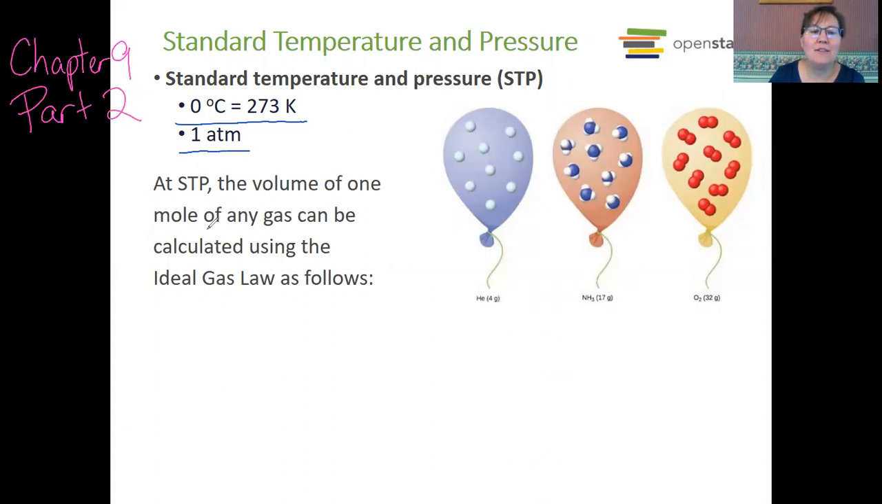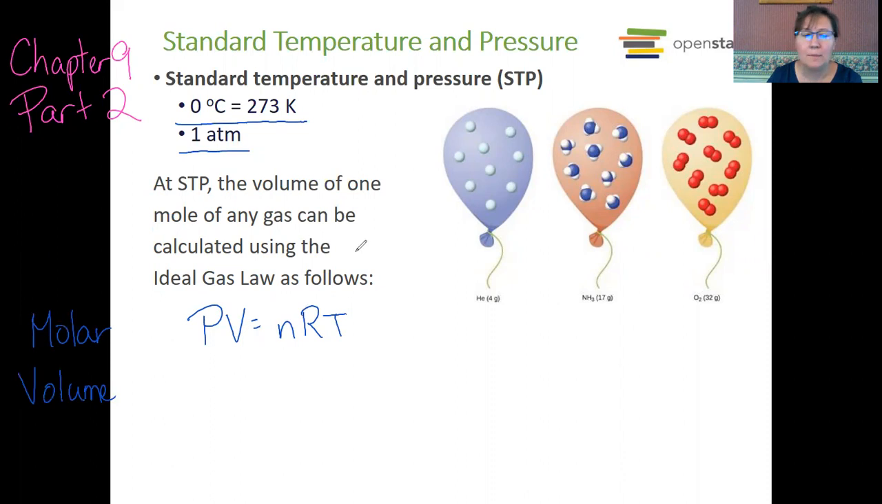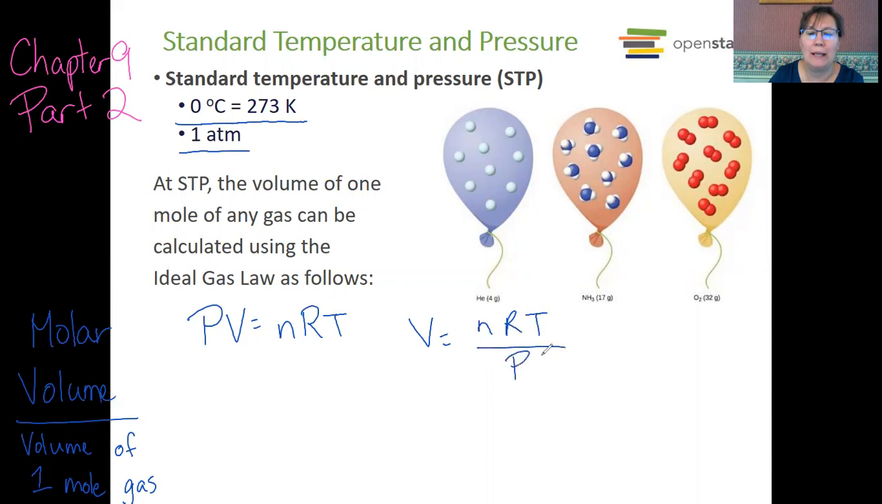And at STP, we have something called molar volume. Okay, and so what's molar volume? Well, remember the ideal gas law is PV equals nRT. And so molar volume would be the volume per 1 mole. The molar volume of a gas is the volume of 1 mole of a gas. Okay, so we're going to solve for V, and then we get V equal to nRT over P.